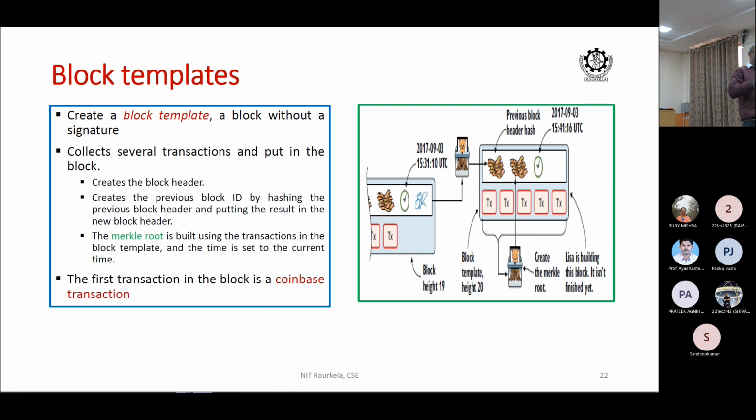With SHA-256 you do it once and generate 256 bits. Double SHA means you pass through SHA-256 and generate 256 bits, and that 256 bits is again passed through SHA-256. That's called double SHA-256. And it creates a Merkle tree. The Merkle tree is built using the transactions, the template block, and the time is set to the current time.